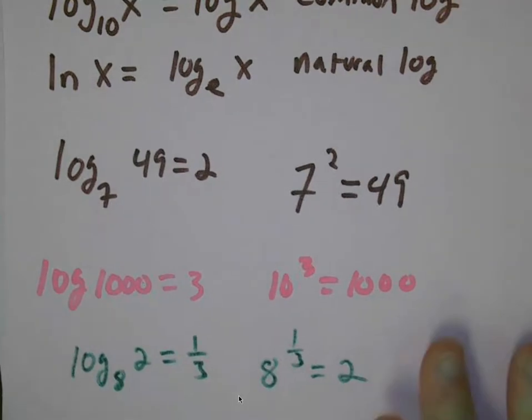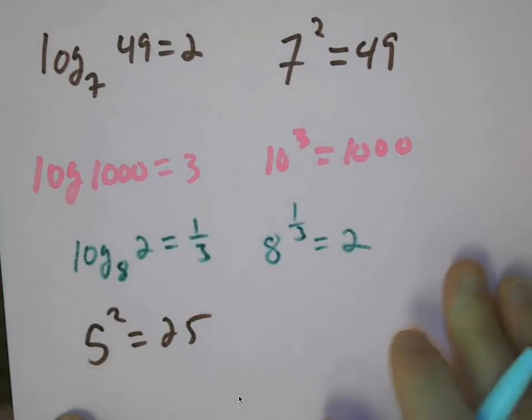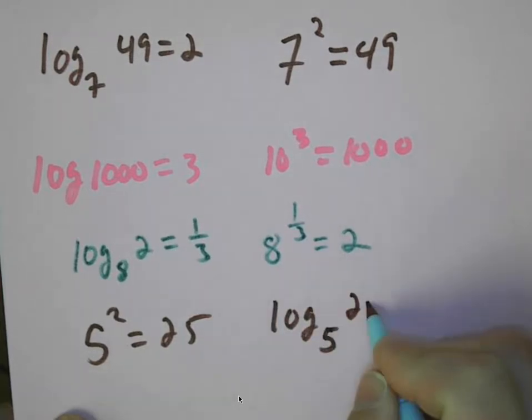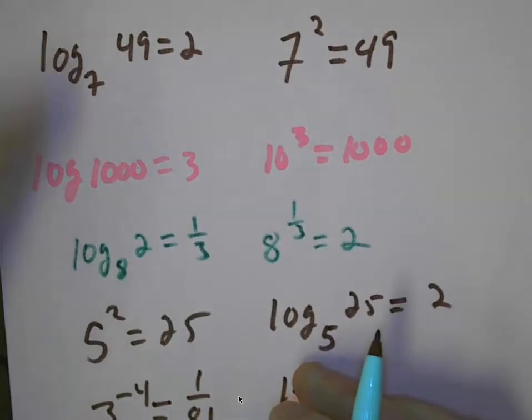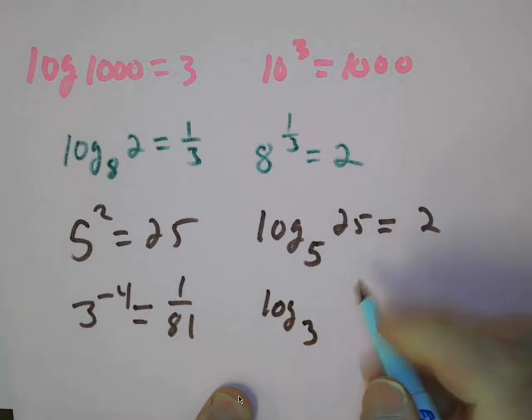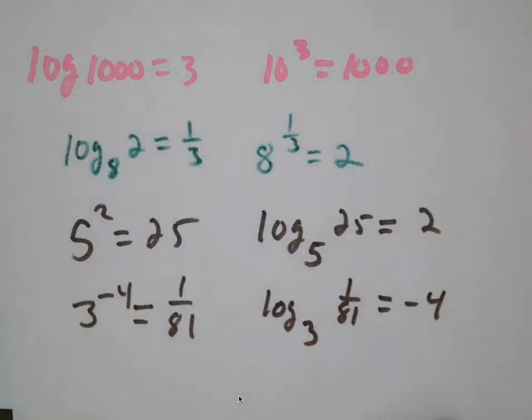Looking at number 7, okay, go the other way. If they say 5 squared equals 25, and you have to write that, you're going to say log base 5 of 25 equals 2. And if they say 3 to the negative 4 equals 1 over 81, you're going to go log base 3 of 1 over 81 is equal to negative 4. So it's just working it in reverse.